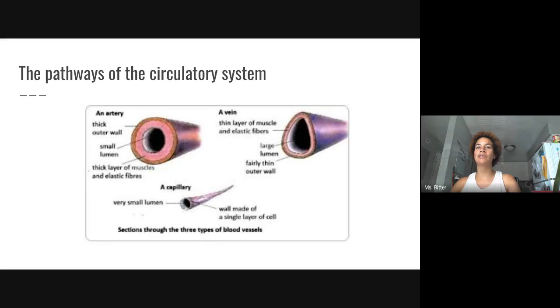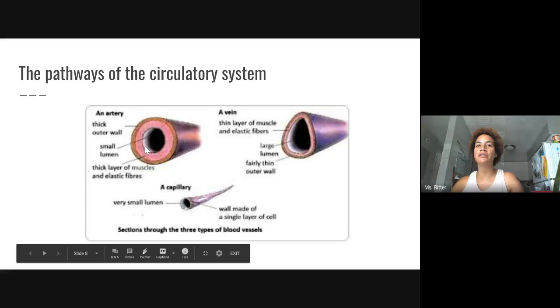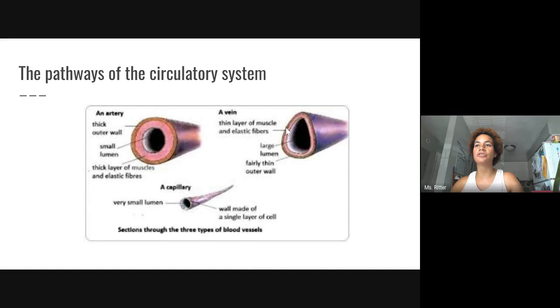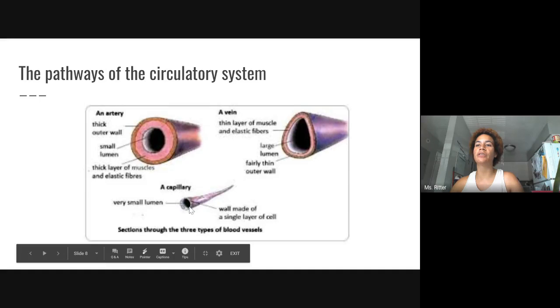Right, so the pathways of the circulatory system are made up of our three blood vessels here. We have arteries, like we talked about. We have veins, and then we have capillaries. And you can see how the big arteries are much different than the smaller veins. And then finally, the capillaries are the smallest.